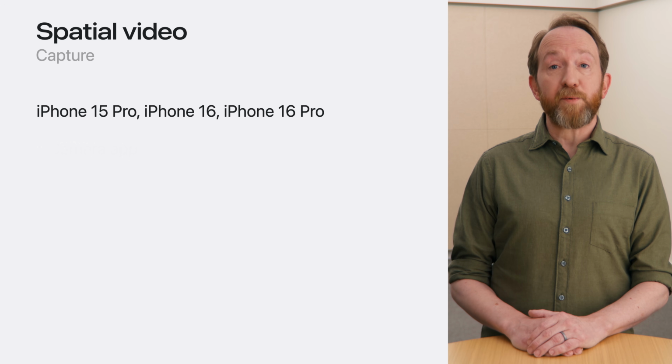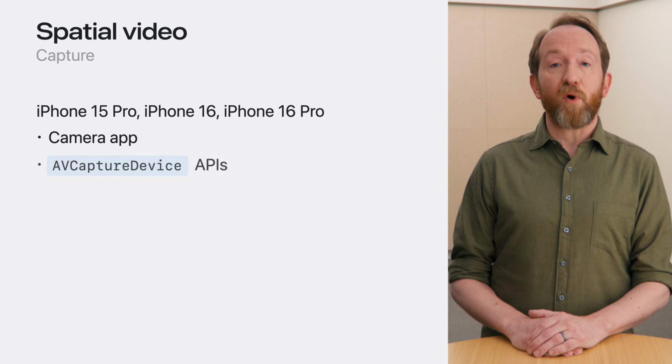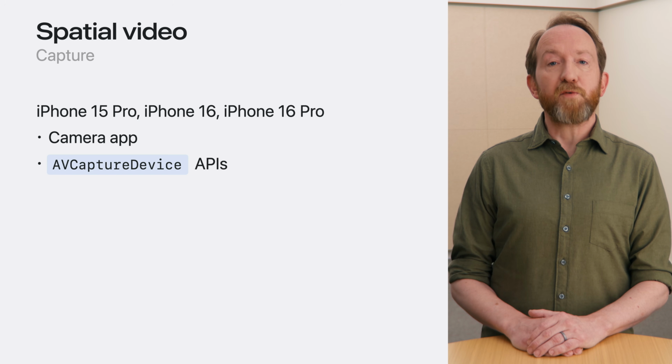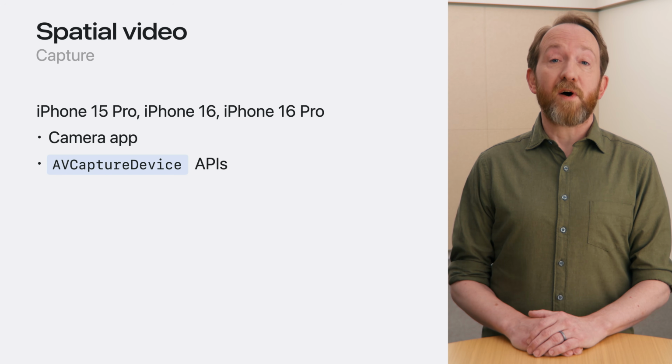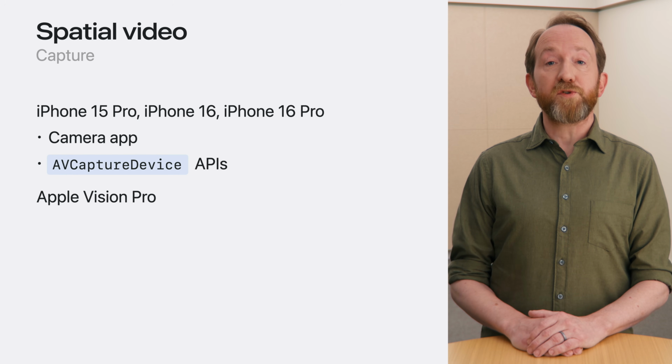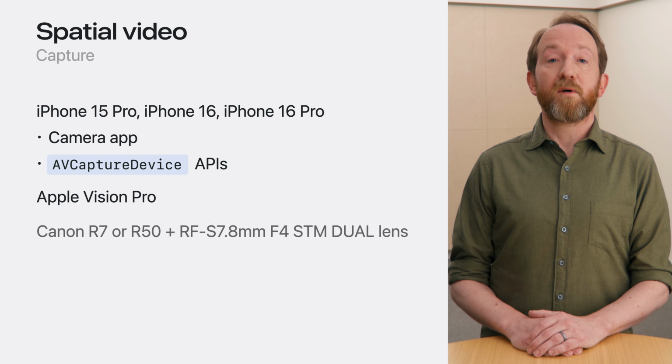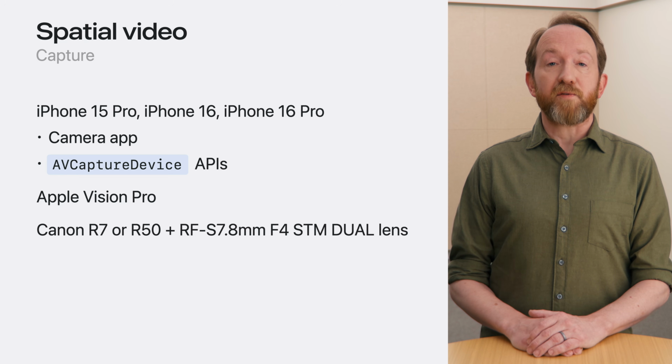Spatial videos can be captured today on iPhone 15 Pro, iPhone 16, and iPhone 16 Pro, in the Camera app and in your own app via AVCaptureDevice APIs. Spatial videos can also be captured on Apple Vision Pro and with Canon's R7 and R50 cameras with a Canon dual lens.